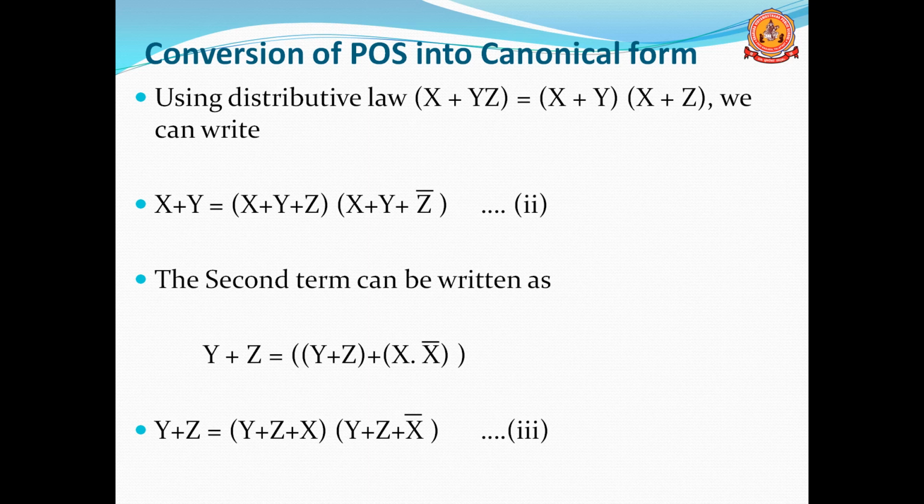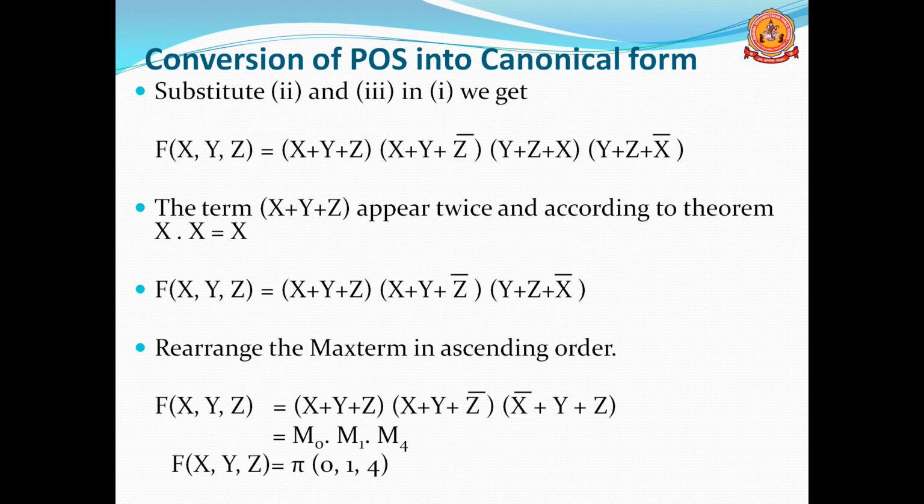So you can rearrange x plus y plus z, x dash plus y plus z. Then substitute those two terms in the expression. It will be x plus y plus z, x plus y plus z dash, the first term. Second one is x plus y plus z, then x dash plus y plus z. If you see this expression, x plus y plus z appears two times, so we can reduce one.